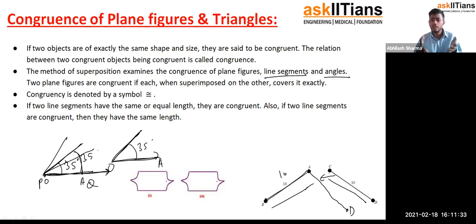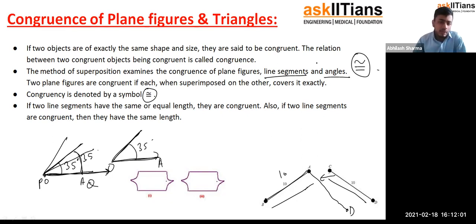So obviously that is true for anything, not just for plane figures, right? Congruence is denoted by this symbol. It is basically a curve, then a wavy curve, and then an equal to sign. This is the symbol of congruence. Whenever we want to state that this particular object is congruent to the other object, we put this sign.